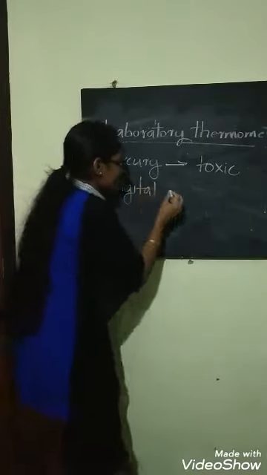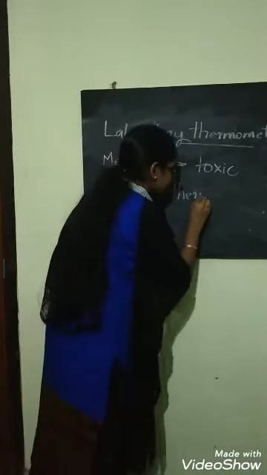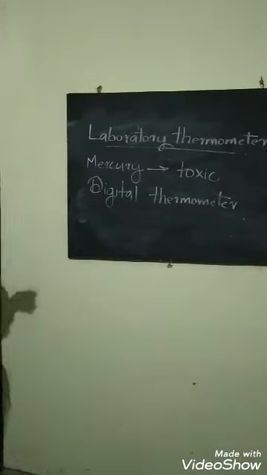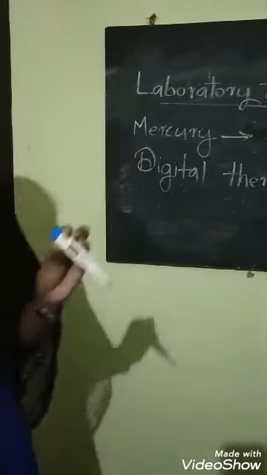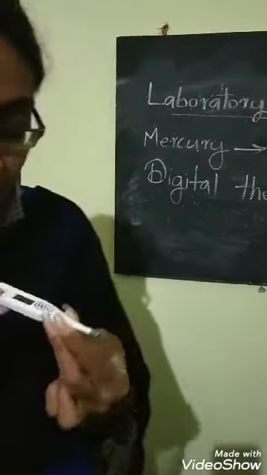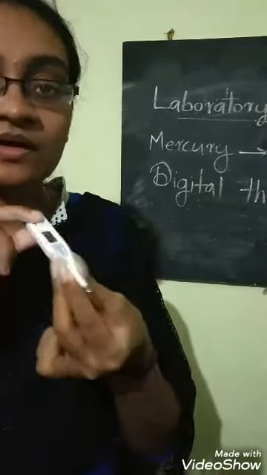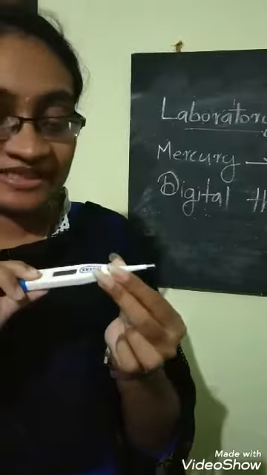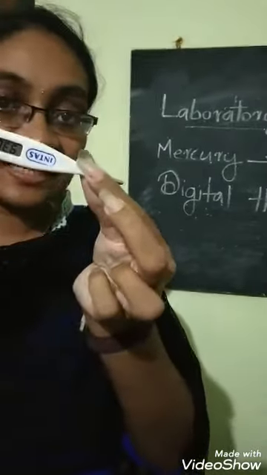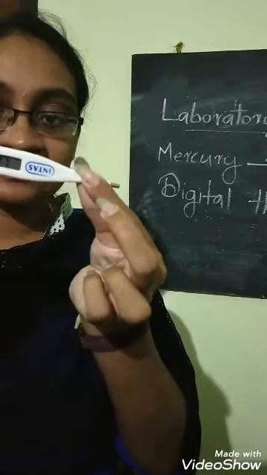Digital thermometer. Here we have a digital thermometer. Here you can see this. I think you can see this closer. And here we have a button. To turn it on, we just press this button. It sounds a beep sound. This is the digital thermometer.